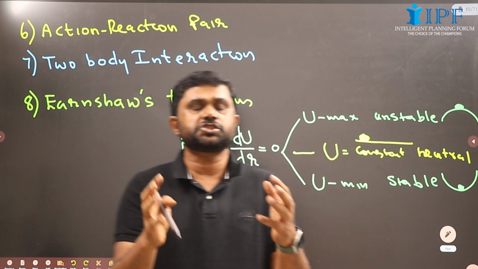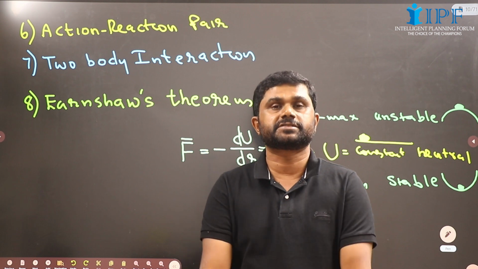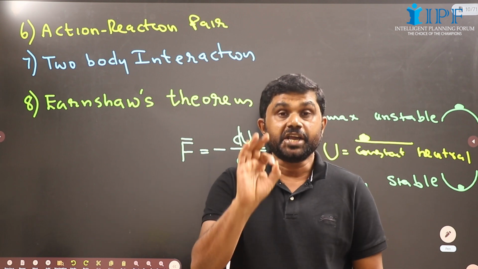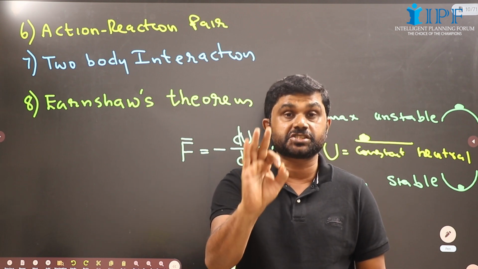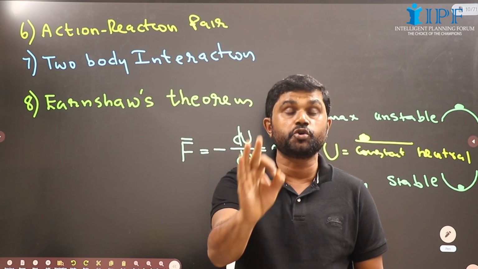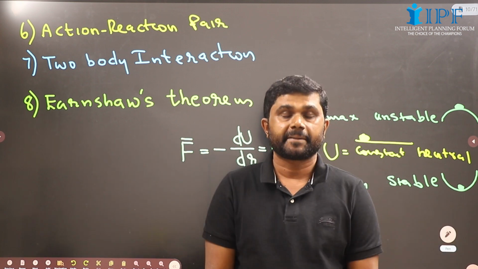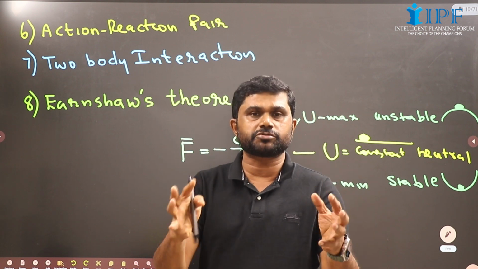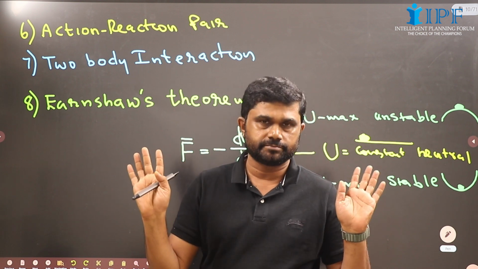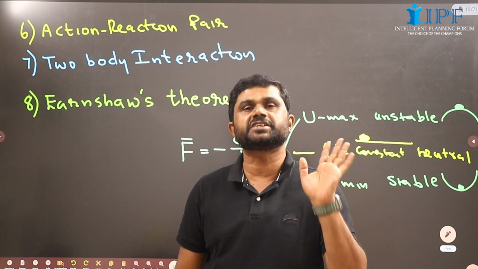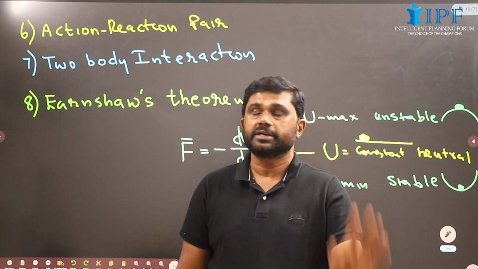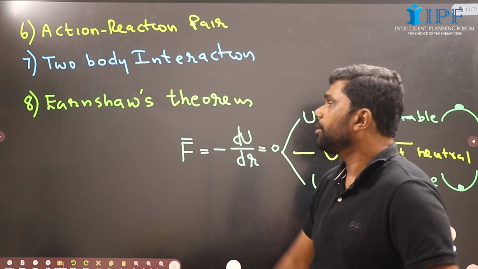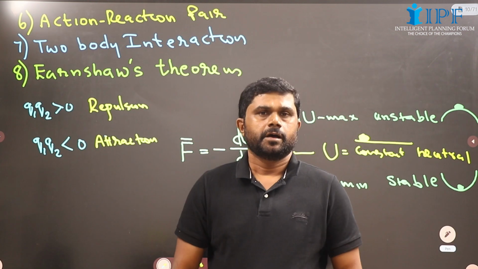Now Earnshaw's theorem states that the equilibrium of a system of particles under the Coulombian forces alone can never be stable. If there are only electrostatic forces acting on a system, it is unstable, even if it is in equilibrium. That is Earnshaw's theorem.